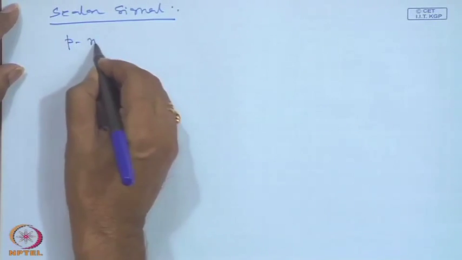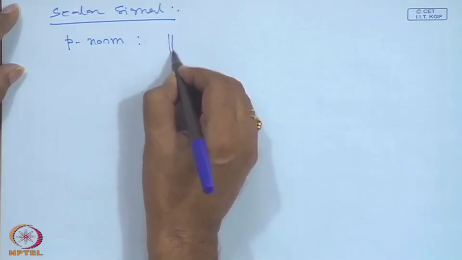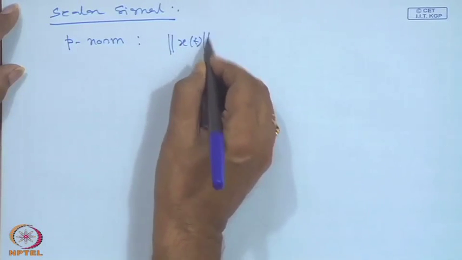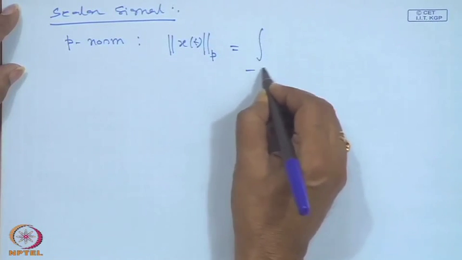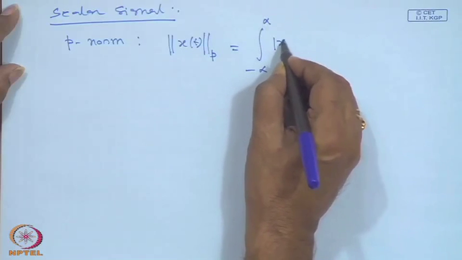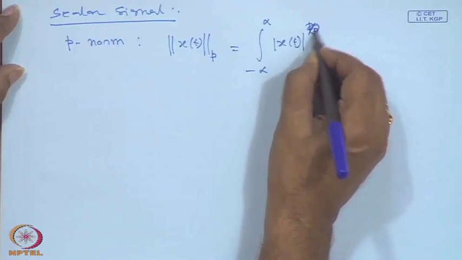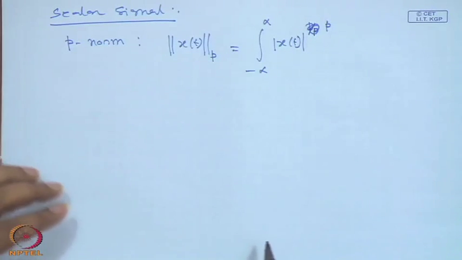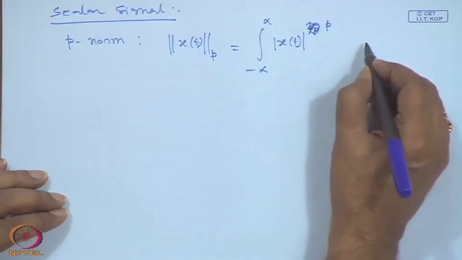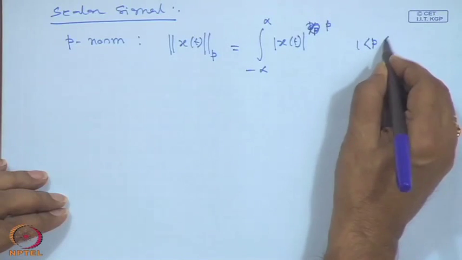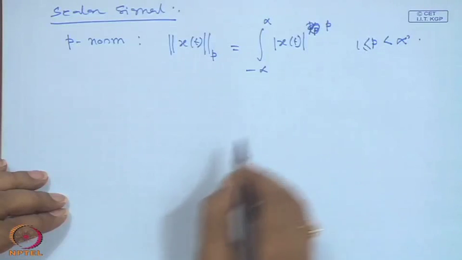P norm, just like the norm of x of t. The general definition is the integral from minus infinity to plus infinity of the norm of x of t to the power p, whole to the power 1 by p. This is for the signal, and p is greater than or equal to 1 and less than infinity.